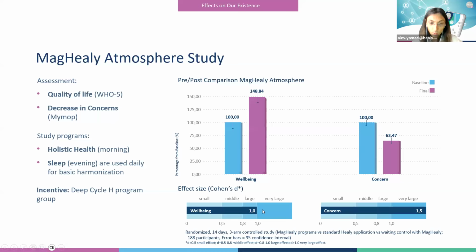When you look at Cohen's d, which is the effect size, so how effective is it, the well-being is almost very large, so the highest possible, and the decrease in concerns almost hits the end of the scale, and that's very large. The study programs in this case were holistic health and sleep. Those two were part of the study.